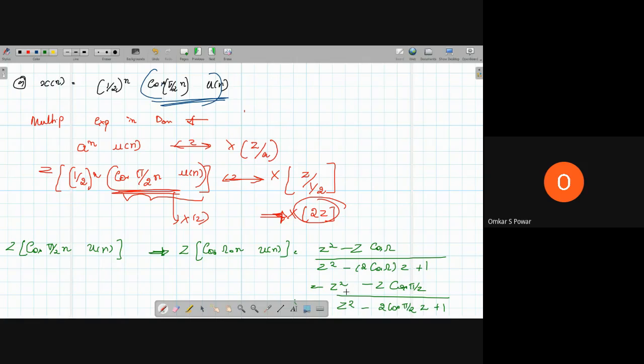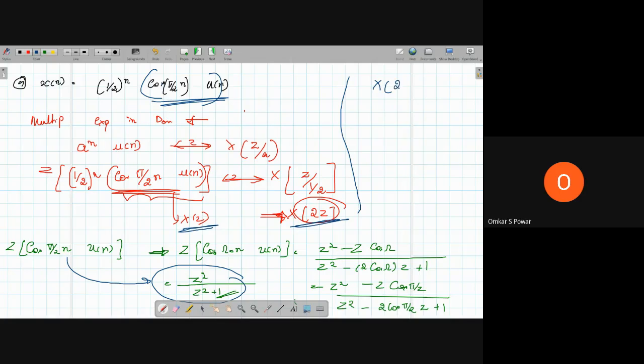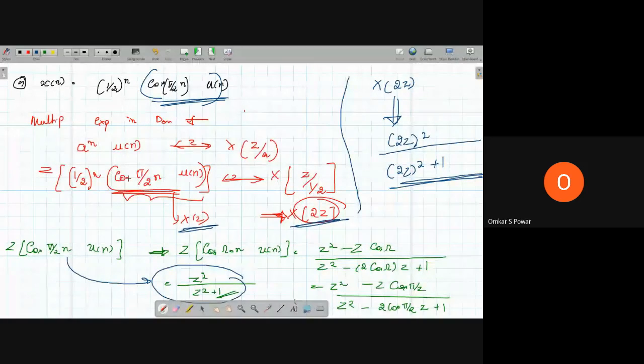What is cos pi by 2? Cos pi by 2 is 0. So this term becomes z square, because minus z cos pi by 2 is 0, divided by z square plus 1. This is the Z transform of this one, so this is x of z. Our answer should be x of 2z, so replace z by 2z. Your final answer will be 2z the whole square divided by 2z the whole square plus 1, because we want x of 2z. That is our answer according to this property.